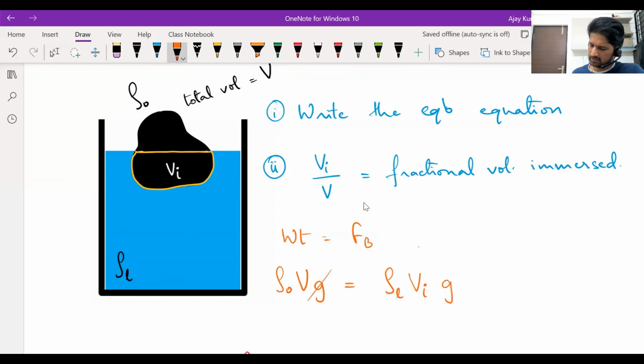G cancels. So immersed volume by total volume is density of object by density of liquid. That is the fraction of volume that will be immersed. For example, suppose object density is 0.5 gram per cc, liquid density is 1 gram per cc. Then the ratio will be 0.5 divided by 1, means 1:2. Means exactly half will be immersed, half will be outside.